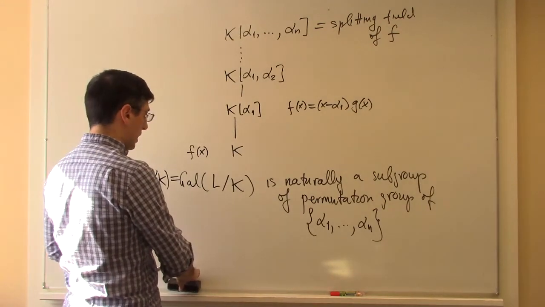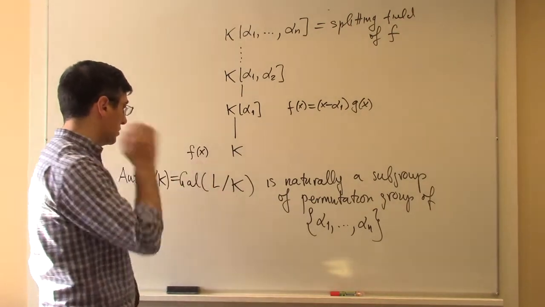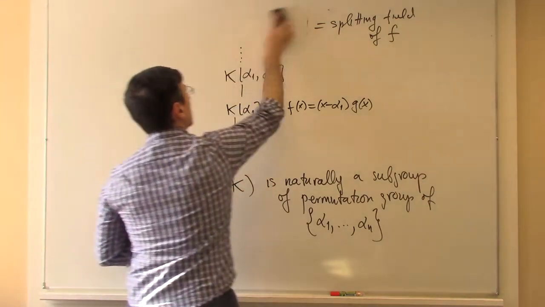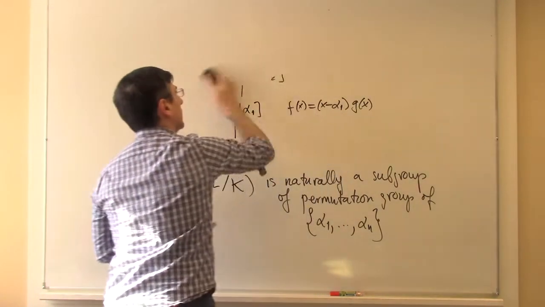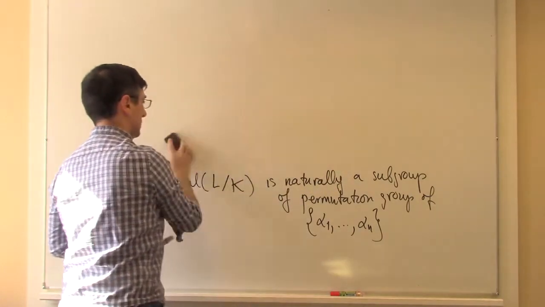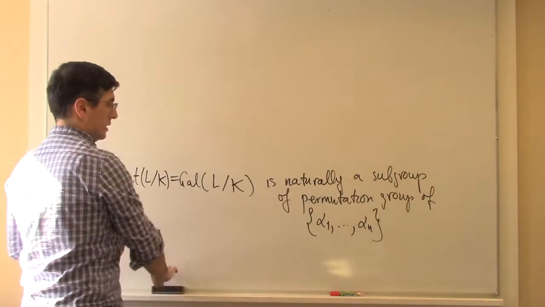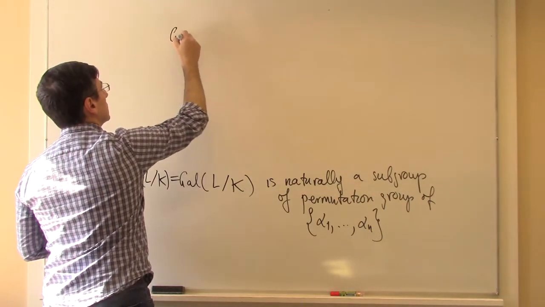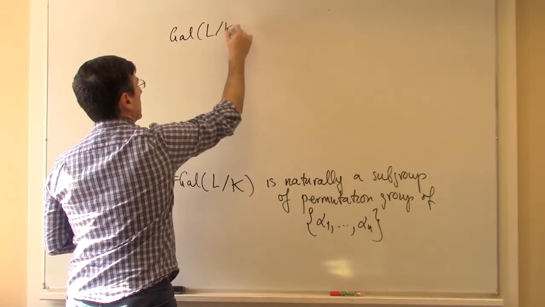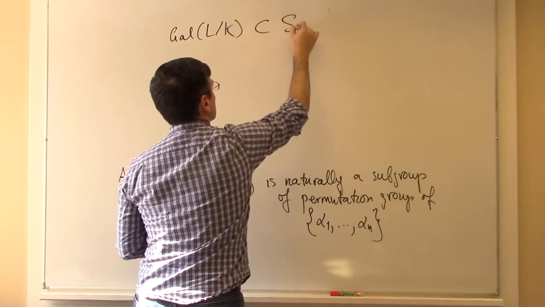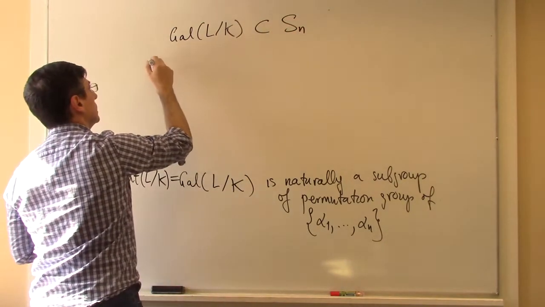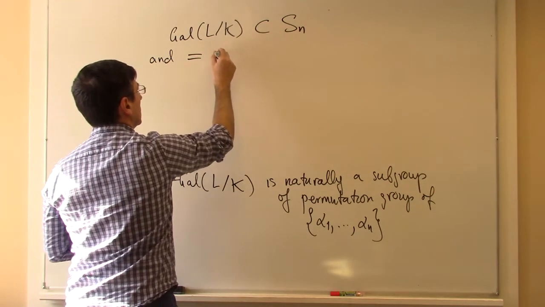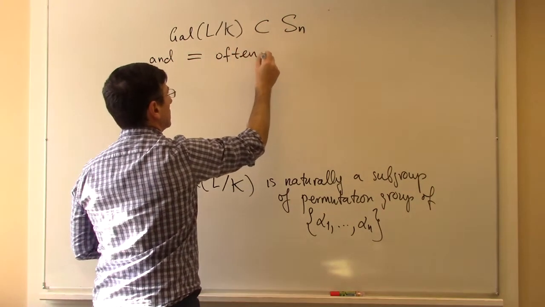So how large is this group? Well, it's a subgroup of S_n, right? So the order of Gal(L/K), the subgroup of S_n, is at most n factorial, with equality often, but not always.